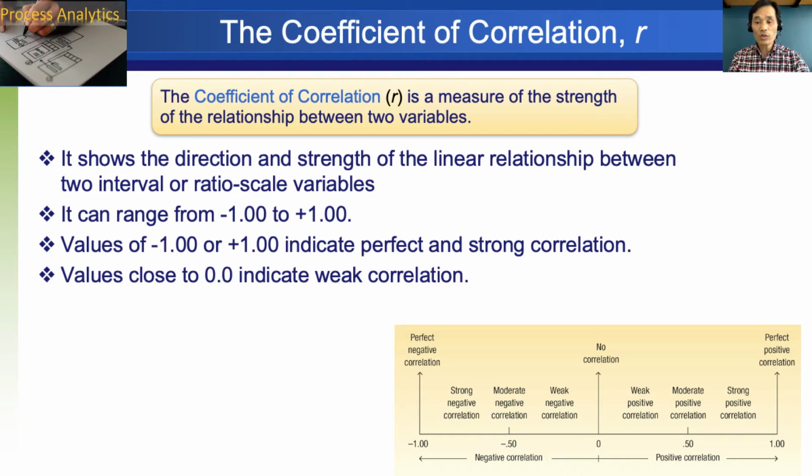Note that zero correlation does not necessarily mean zero relationship. Even though it is zero, there could be a curvilinear relationship between the two variables. Zero simply means the absence of linear relationship between the two variables.